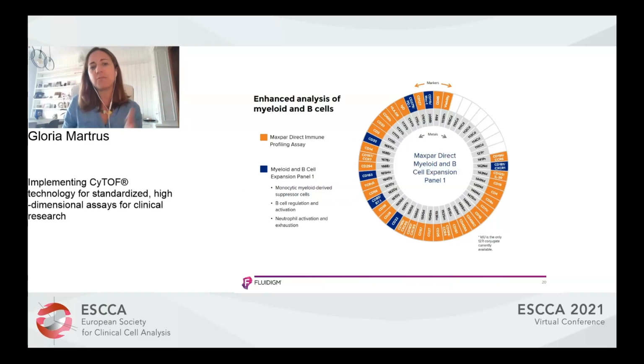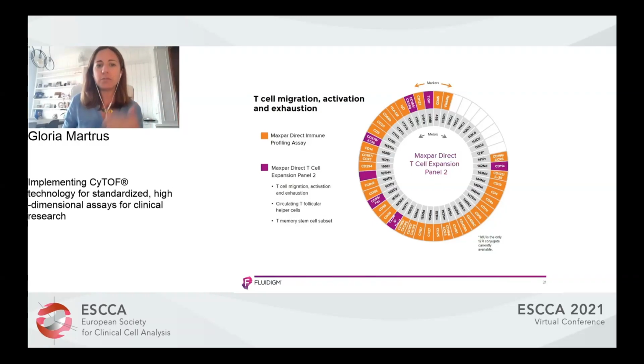So this is just the example with the B cell expansion panel number 1, which is activation markers for monocytes and B cells. There's also the panels for the T cell expansion, which is again activation, exhaustion, whatever you would like to do.